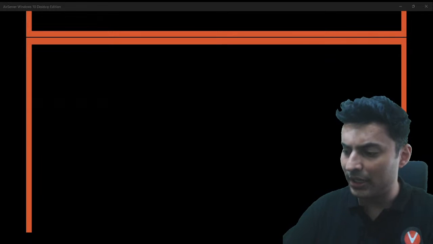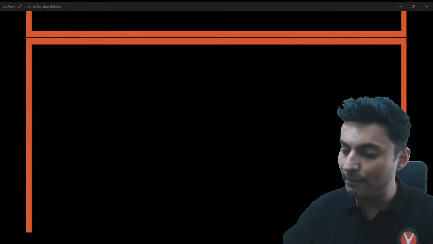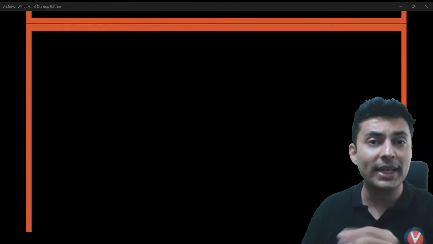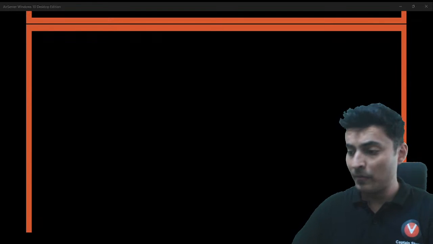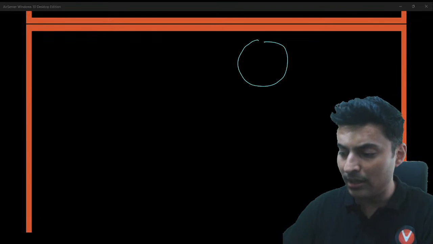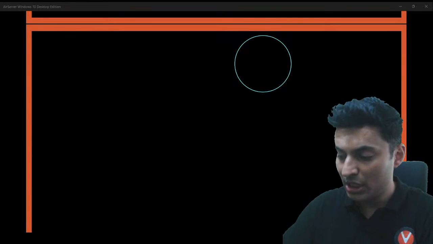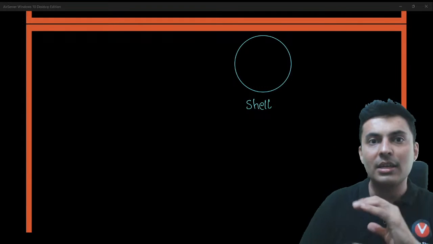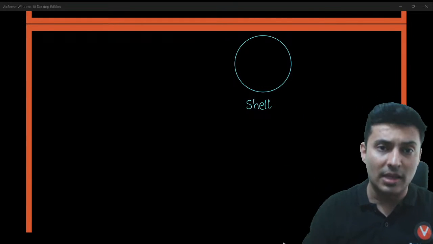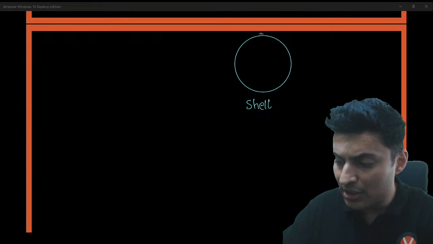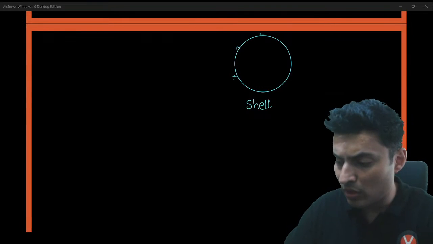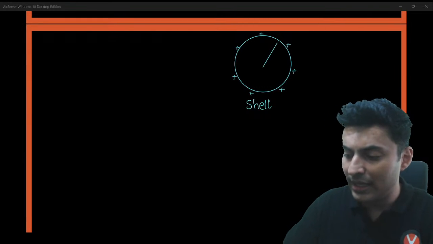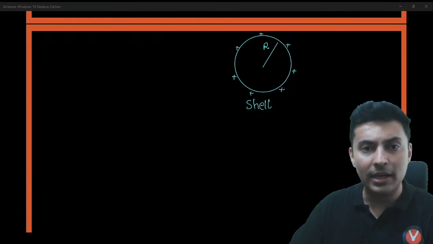Now, the next important graph which you must know, my dear warriors, is with regards to the field and potential inside a shell and outside a shell. Shell means it is hollow inside. There is no charge inside. Even if it is solid, the charges are only on the surface. So imagine a charged shell or a solid sphere where the charges only reside on the surface, and the radius of such a shell is capital R.